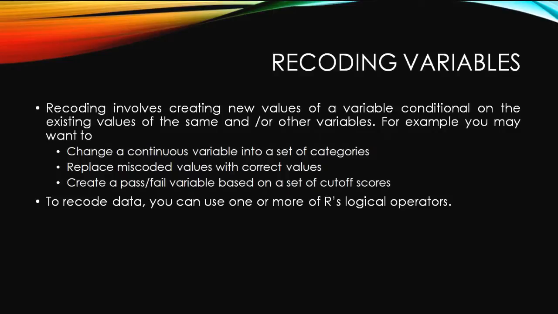Now, for example, let us say you have been given a data set, and you want to classify students who are passing or failing. You have their scores. Let us say any student who is scoring more than 40% can be classified as pass, and any student who is scoring less than 40% will be considered as failed. Now, how to do that? That is how you will be recoding their marks into a new variable, let us say pass category. Pass category would be either pass or fail. So that is what is called recoding variables.